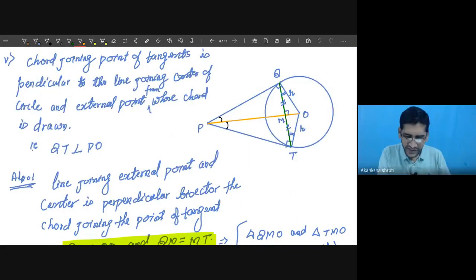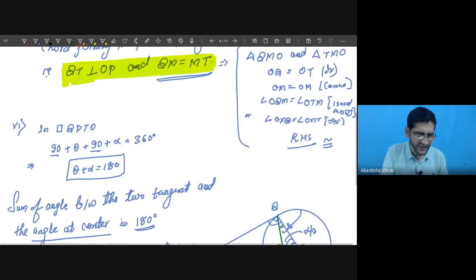Okay. The next one is the chord joining the points of tangency is perpendicular to the line joining the external point to the center. And which angles are equal here? Here two kinds of angle relations have to be kept in mind. One is the sum of the angle at the center and the angle between the tangents, that is 180 degrees. It is this one.